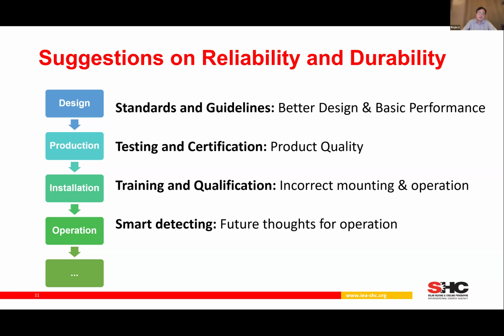The second is to improve testing and certification, which will improve product quality so that, for example, corrosion phenomena could be avoided. And the third one is training and qualification. Many failure modes occurred because of incorrect mounting and operation. So if we could train the workers who install the system, or who operate or maintain it, we could avoid some failure modes.